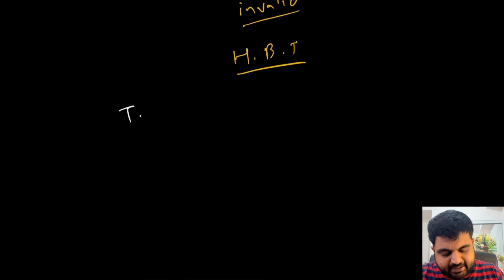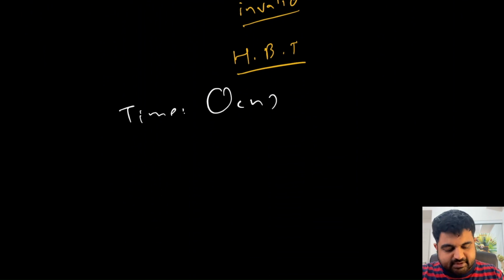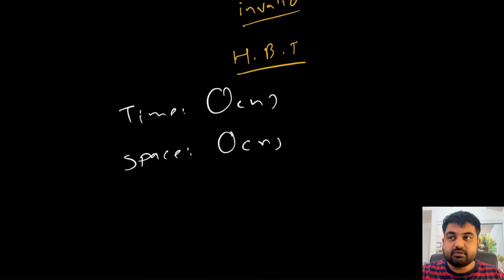If we see time and space complexity, in this case the time complexity is simply going to be big O of n, where n is the number of nodes that are present. For the space complexity, because we are using recursion, we will have to create a new recursive stack, so that might increase the space complexity to big O of n.